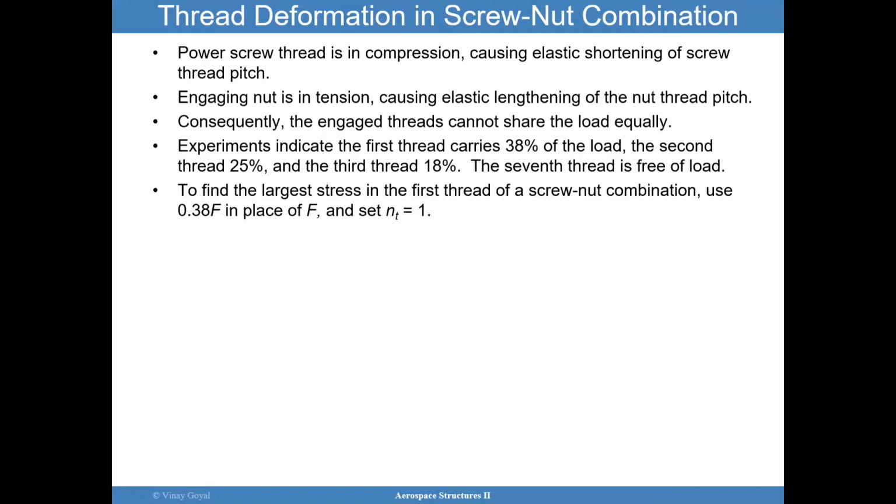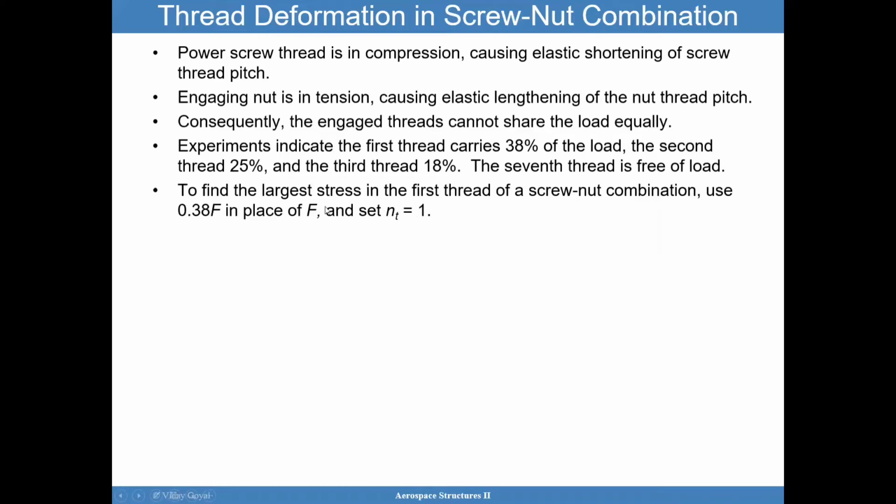Typically, it has been found that the first thread carries 38% of the load, the second thread carries 25% of the load, the third thread carries 18% of the load, and when you go to thread number 7, you may be free of load. And so to find the largest stress in the first thread, we recommend using 0.38 F in place of F, and then setting NT equals 1.